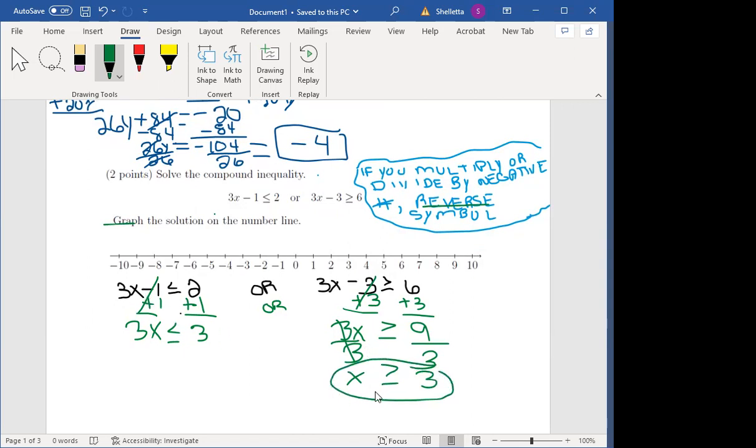To graph this inequality on the number line, we will go up here to our number line at 3, and we're going to place a closed circle at 3. So remember, if your symbol is less than or equal to, greater than or equal to, you should have a closed circle. And then we need to shade. Our arrow is pointing to the right, right? x is greater than or equal to that 3. So we're going to shade to the right of positive 3. So that's the graph of our second inequality on the right.